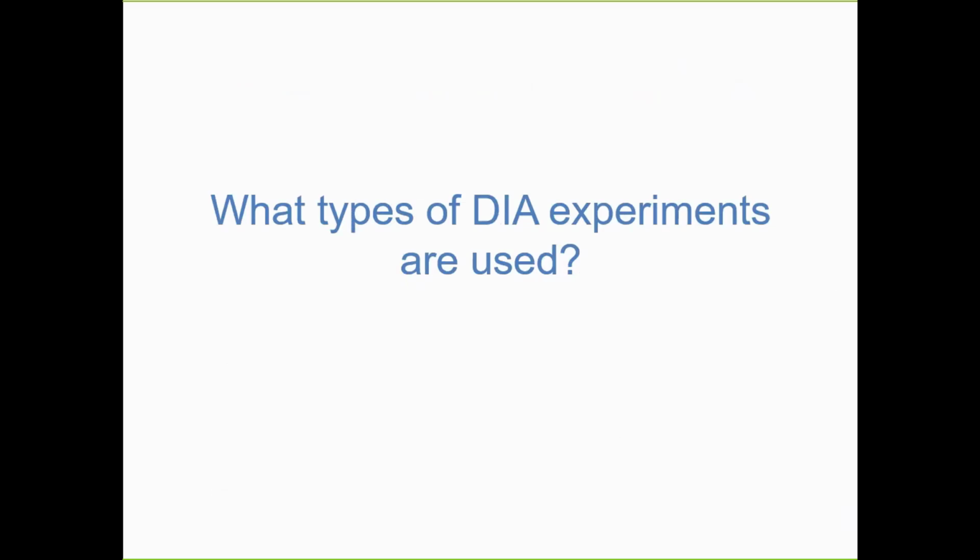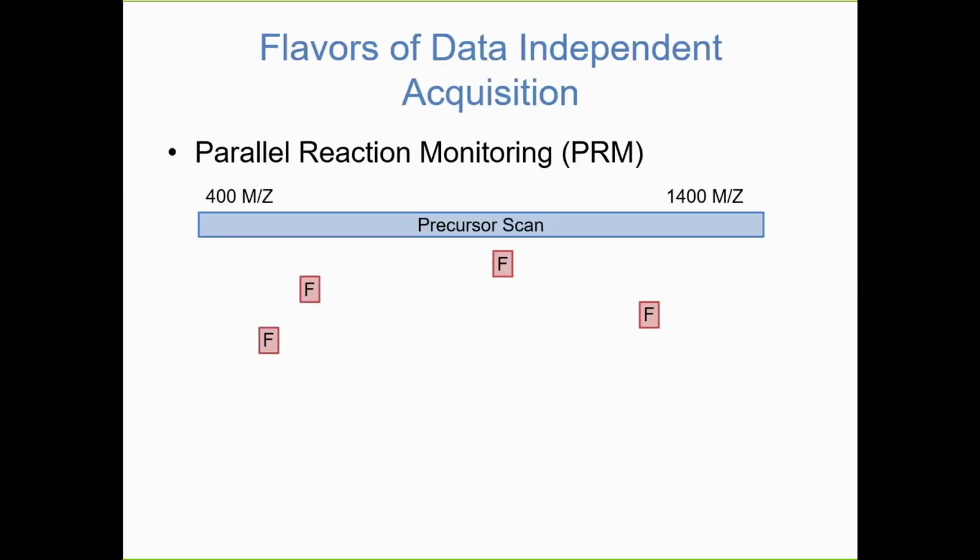So what types of DIA experiments are typically used? Early on, in the mid-2000s, people had been talking about parallel reaction monitoring as a strategy to make SRM-style acquisition available on Orbitrap and TOF mass spectrometers. So the strategy here is to acquire usually a precursor scan followed by a series of fragment ion scans that were pre-programmed by the person wanting to collect data.